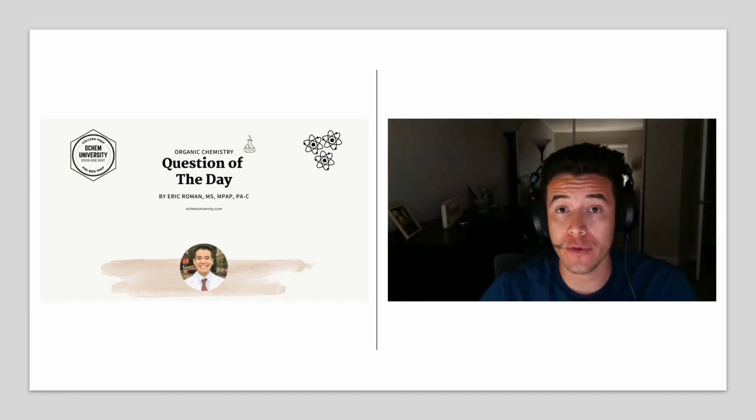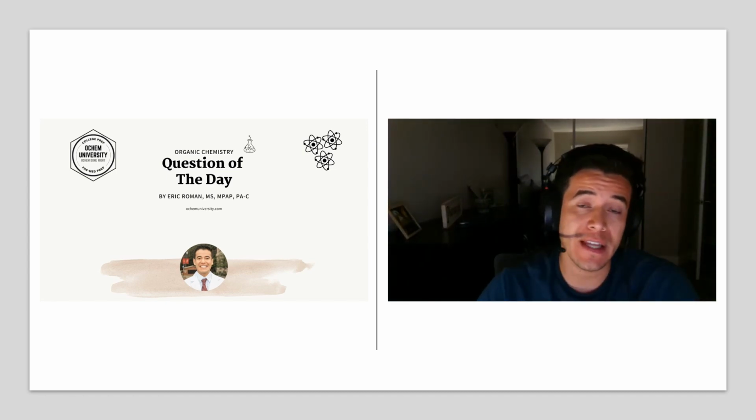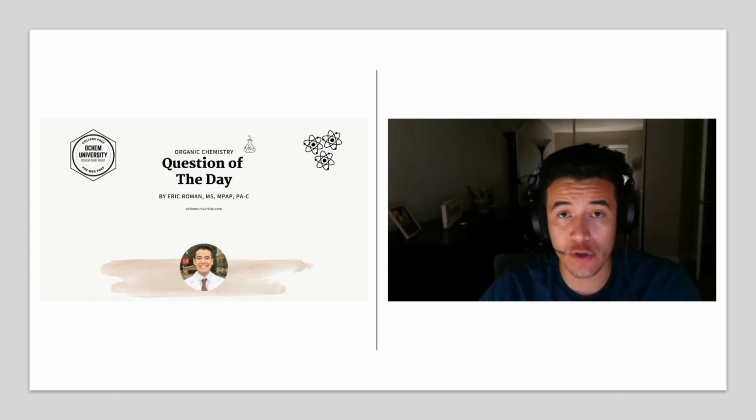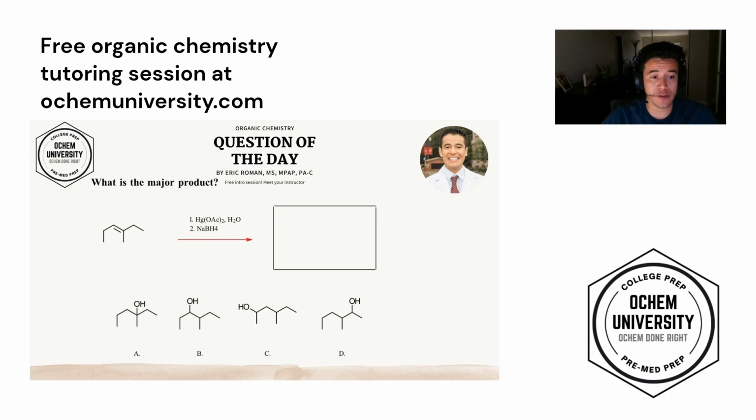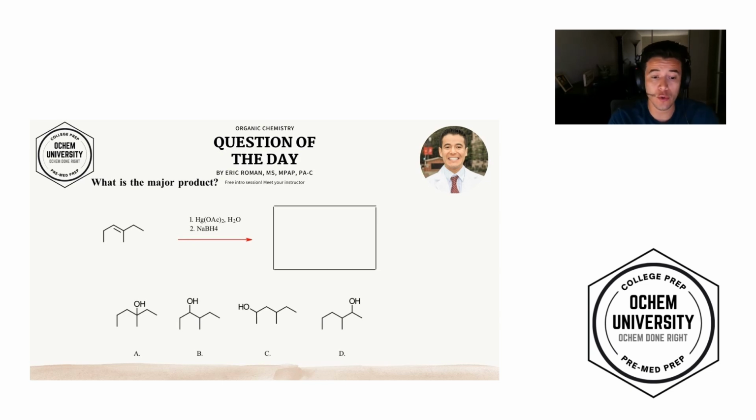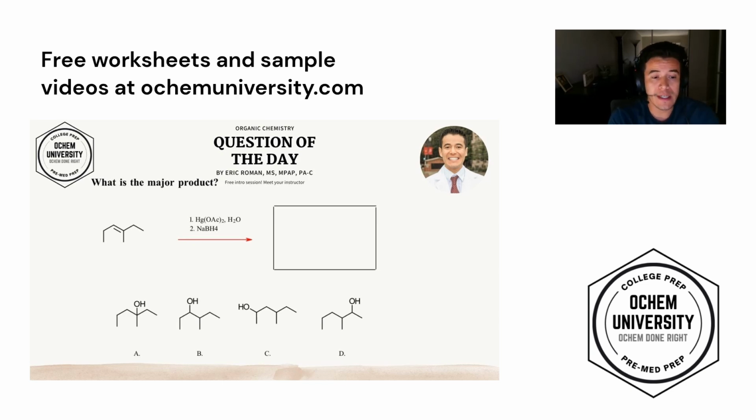Today, we're going to be going through this practice problem, a question of the day for organic chemistry, so feel free to give it a try. Let's go ahead and jump into it together. Alright, so here's our problem. We have an alkene group on the left-hand side of the screen, and we're reacting this with Hg(OAc)2 with H2O. Our follow-up step is going to be with NaBH4.